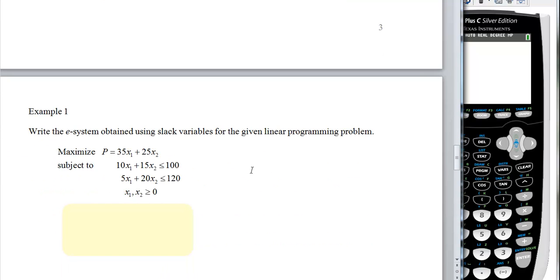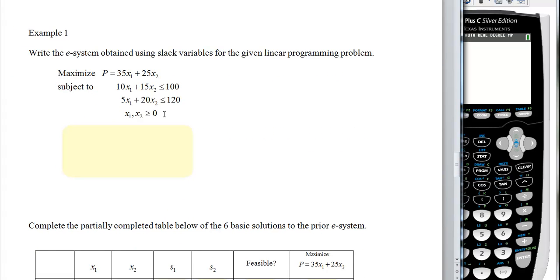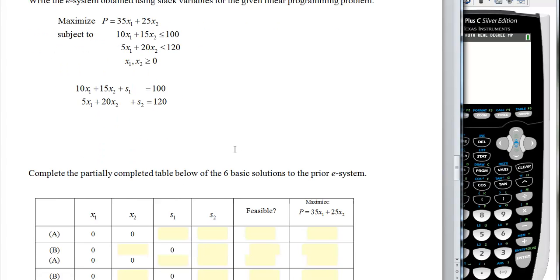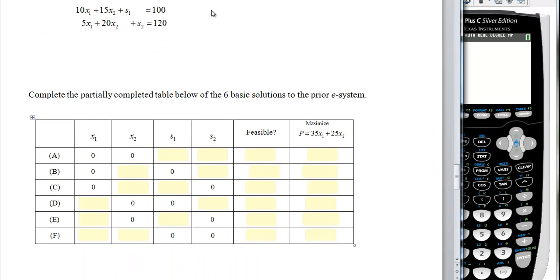So the first thing I need you to do with this problem is write the system. So put in your slack variables. Let's see if you remember how to do that. And see if you got that. And then we're going to fill out this table using this information. So x sub 1, x sub 2, I'd like you to go ahead and pause me and see if you can come up with the same thing I do, because this is pretty much what your homework's going to be based on. So s sub 1 should be 100 and s sub 2 should be 120.